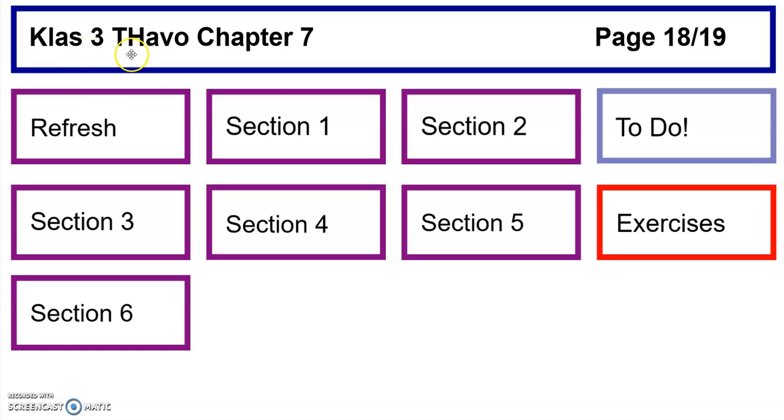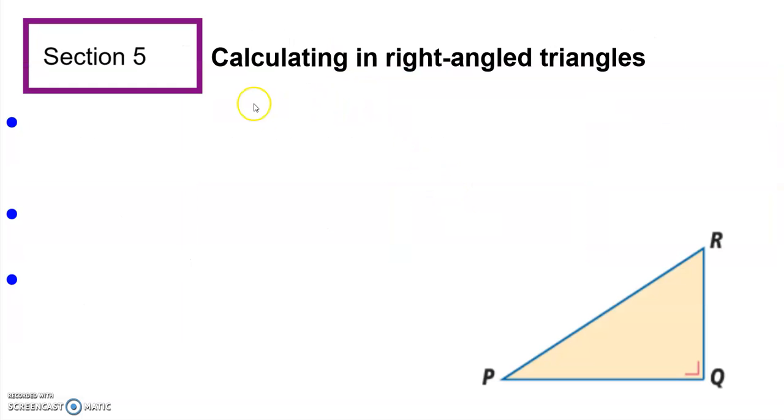Hello, in this video I'm going to explain to you section 5 of chapter 7. In section 5 we are going to be calculating in right-angled triangles. So you should know something about a few triangles.